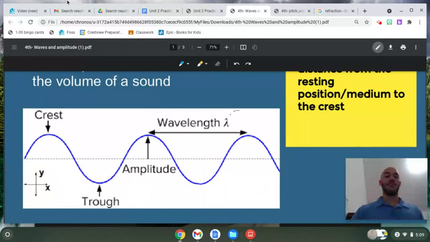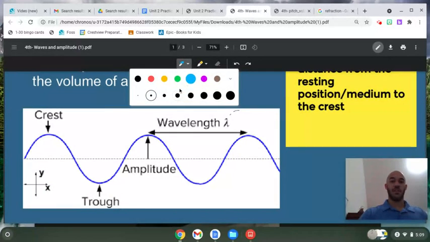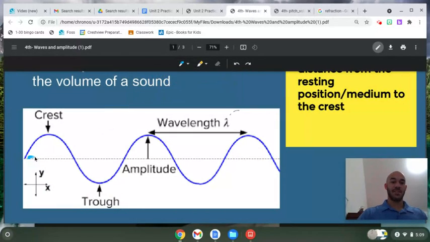Let's talk about the medium. The medium is this. I'm going to go a little thicker. The medium is this dotted line right here. The medium is a substance, which can be a solid, liquid, or gas, through which something travels. In this instance, it is a substance through which a wave travels.